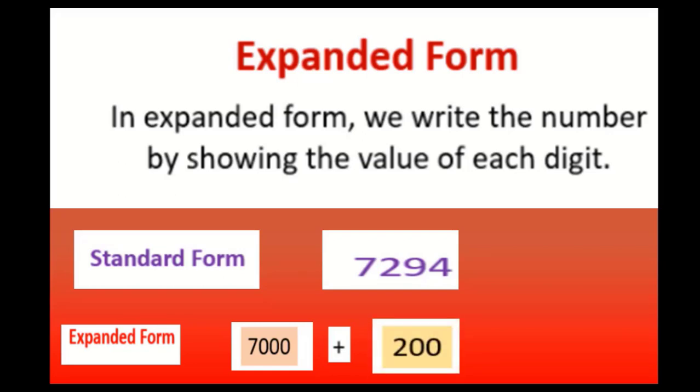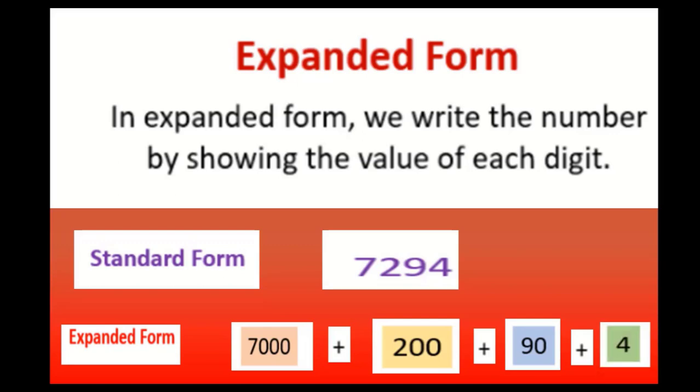Now we put the sign of addition. 9 is at tens place, so the place value of 9 is 9 tens or 90. Then we will put the sign of addition. Now we will write the place value of 4. 4 is at ones place, so the place value of 4 is 4 ones. The writing of place values by placing the addition sign is called expanded form.